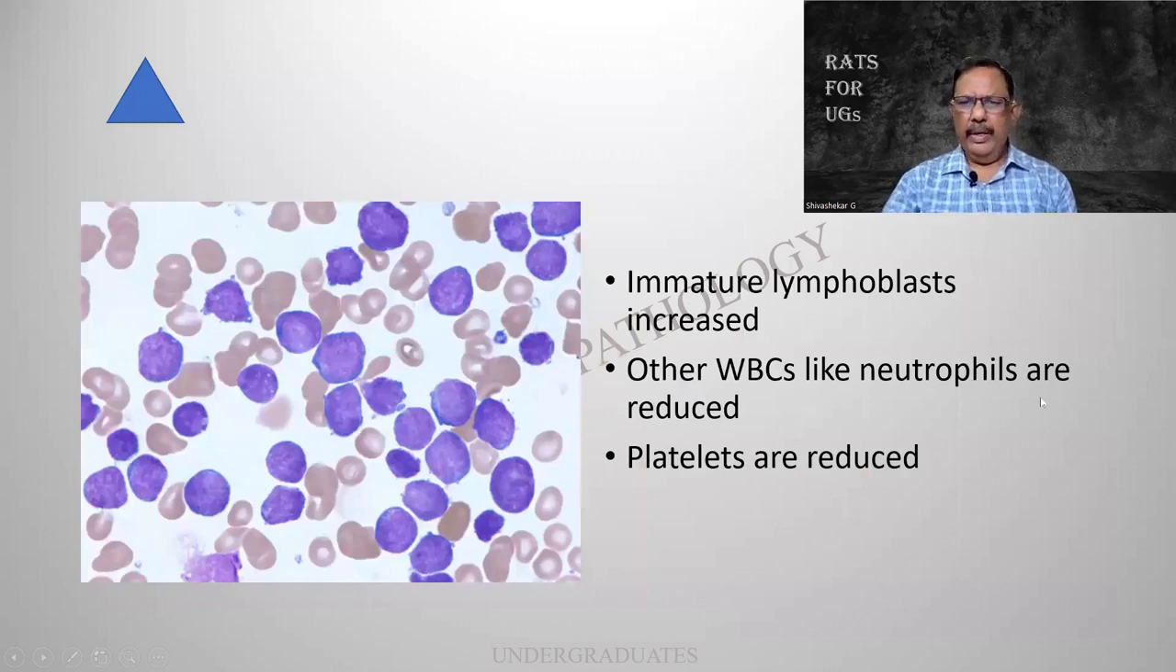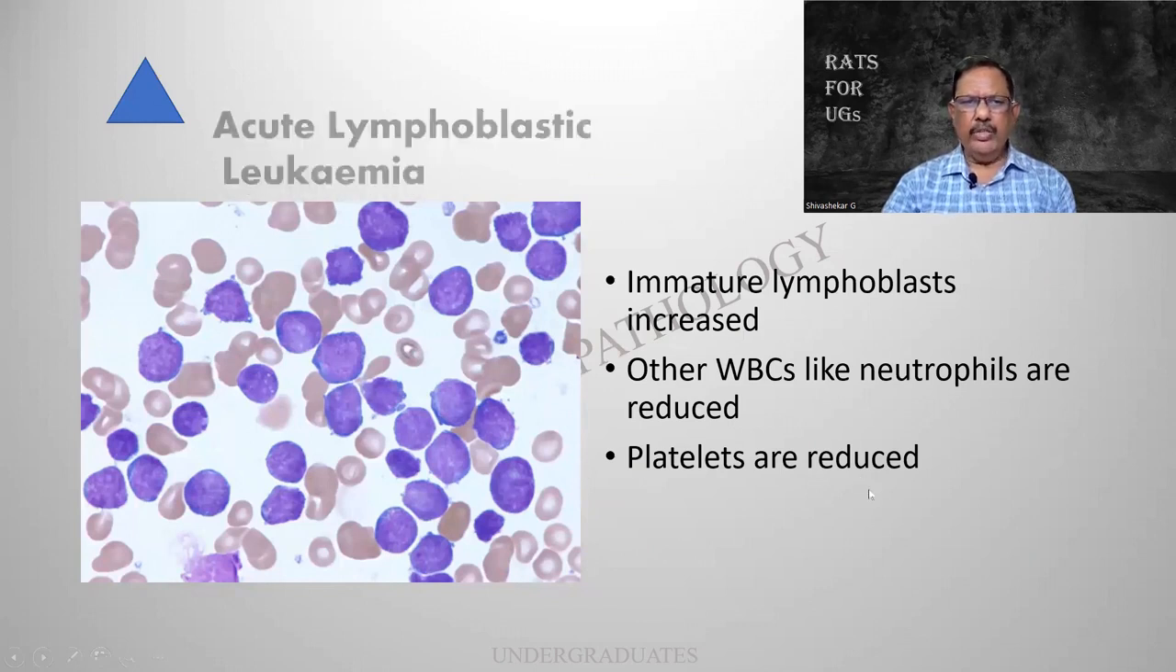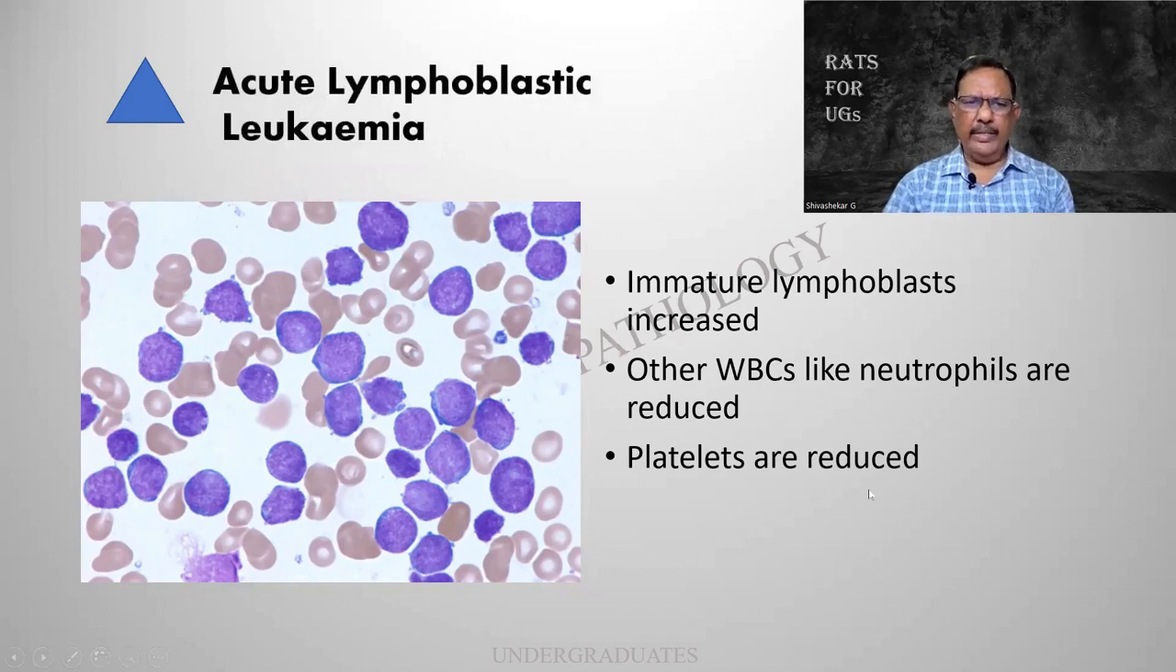So this is the immature lymphoblast which are increased. I am not able to see the neutrophils, the eosinophils and other cells because the bone marrow is flooded and everything is being outpoured into the peripheral blood. Platelets are also reduced. Therefore, my diagnosis will be acute lymphoblastic leukemia.